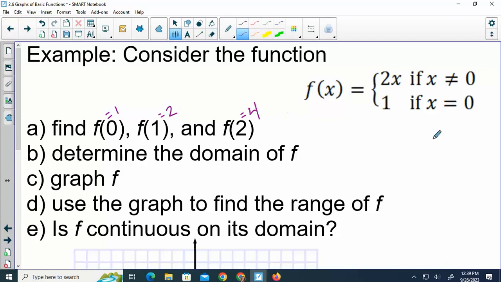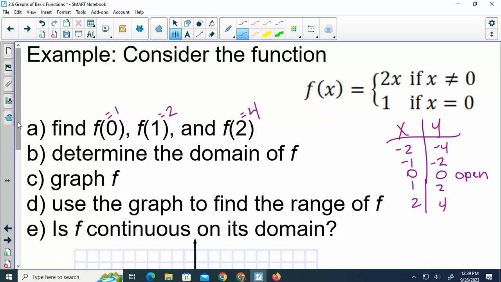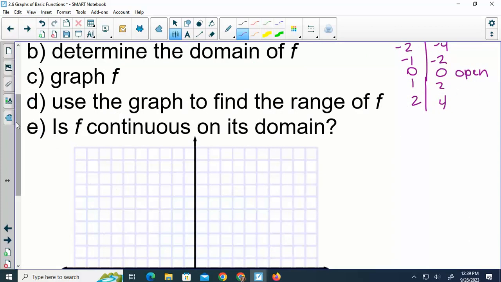To graph it, we make our t-chart. And this first one is for everything except 0. So you're really doing some negatives, some positives, but we need to put in 0 itself. When you plug in 0, since it was not equal to, we're going to do an open circle. And all we're getting is just a line. So 0, 0 is an open circle.